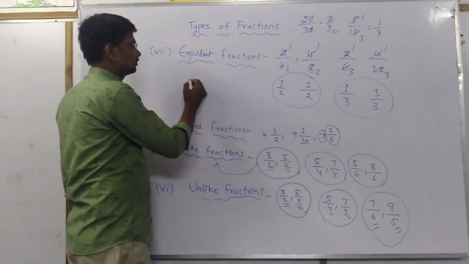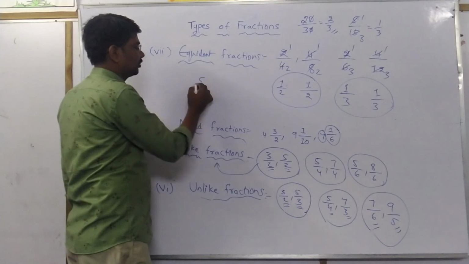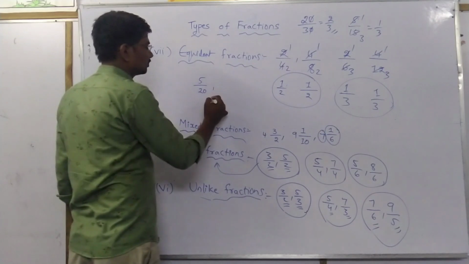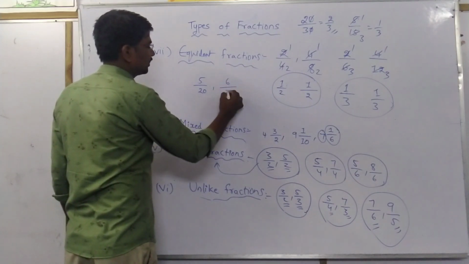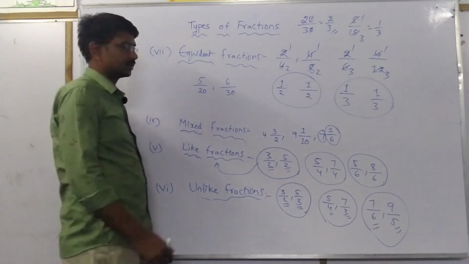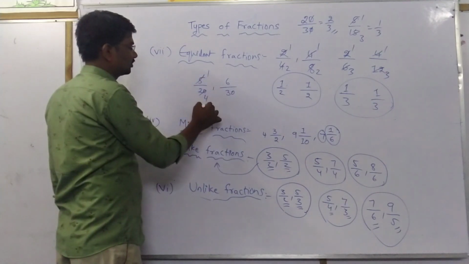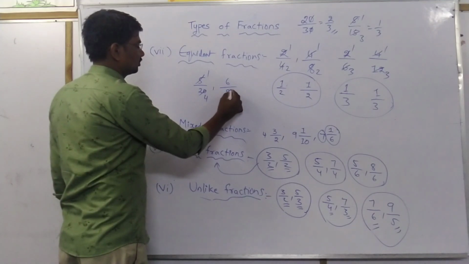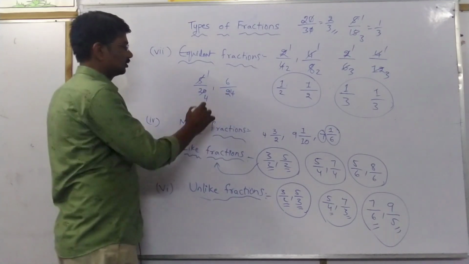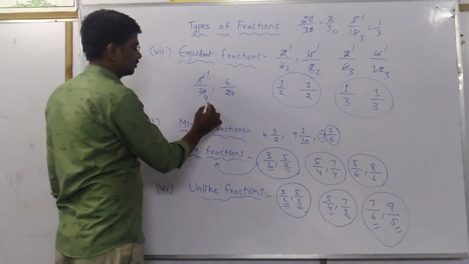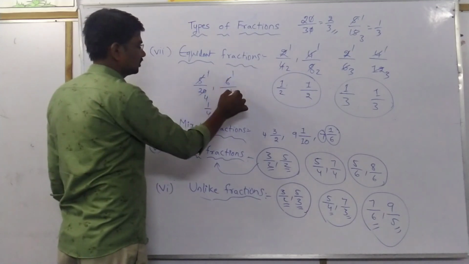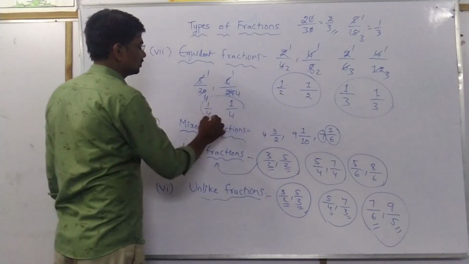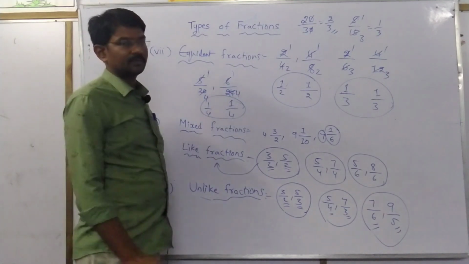So next, 5 by 20, next 6 by 24. 5 ones are 5, 5 fours are 20. 1 by 4. 6 ones are 6, 6 fours are 24. So 1 by 4. So these are also equivalent fractions.